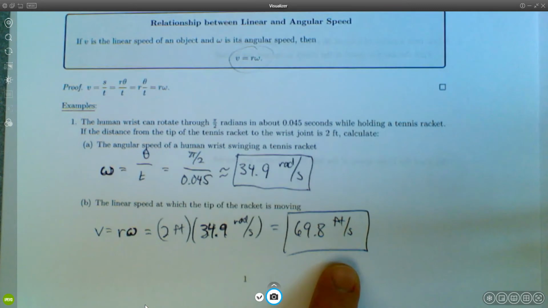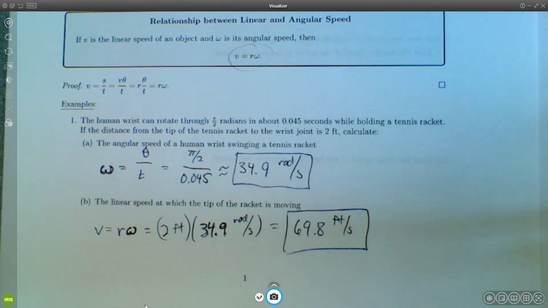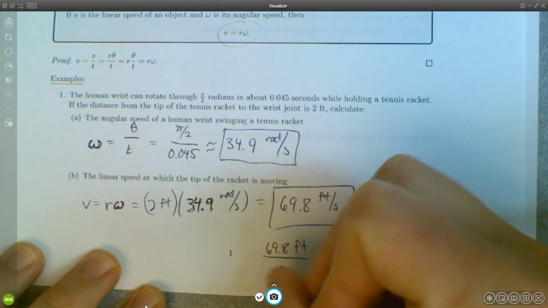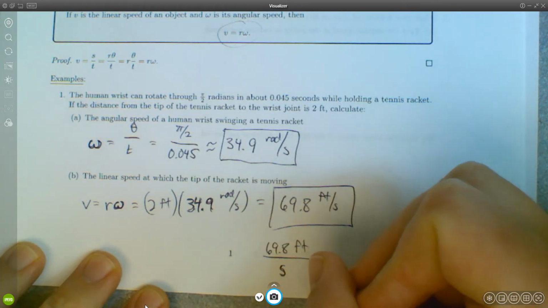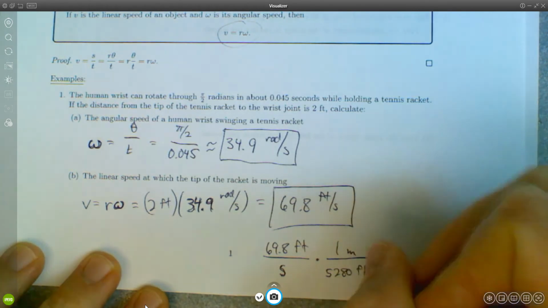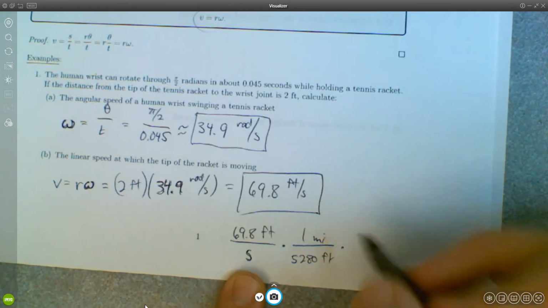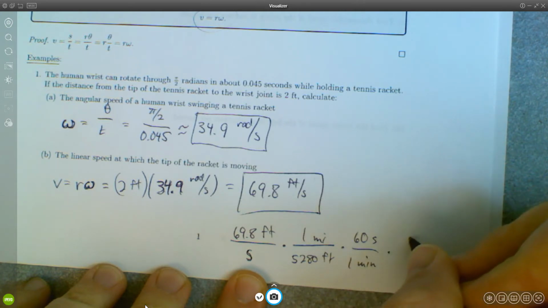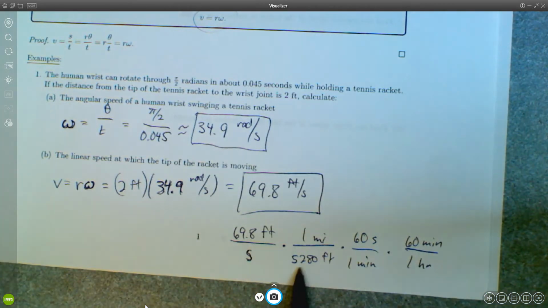I wonder what that is in miles per hour. So how many miles per hour is that? Well, let's do it, just because I'm curious. 69.8 feet per second. Oh, but I'd have to know how many feet are in a mile. I think it's 5,280 feet in 1 mile, could be wrong. But then seconds, there are 60 seconds in 1 minute, and then 60 minutes in 1 hour. So we're going to divide by 5,280, but then multiply by 60, and then multiply again by 60. So let's see.